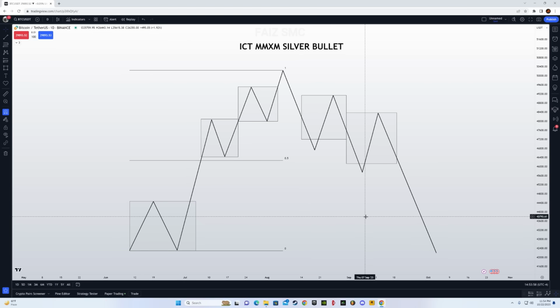ICT said it himself, and this works a lot. I've been using this with other methods. The thing is that I use a lot of strategies, right? I don't trade one single strategy.